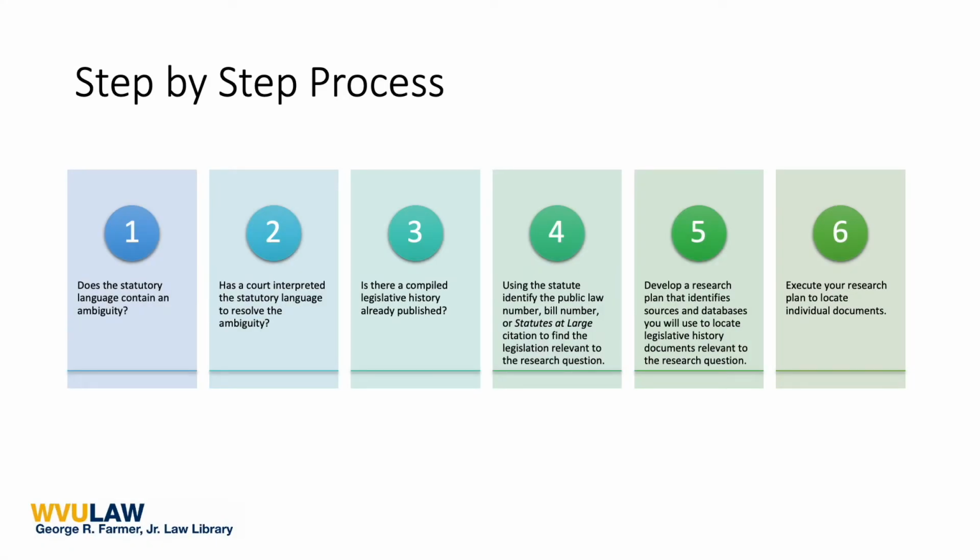Legislative history research, with all of its component parts, can feel like an overwhelming task to take on. This 6-step process breaks down the path from an initial inquiry and research plan to executing searches for individual legislative history documents. This graphic depicts all 6 steps. Let's break down each one in further detail.